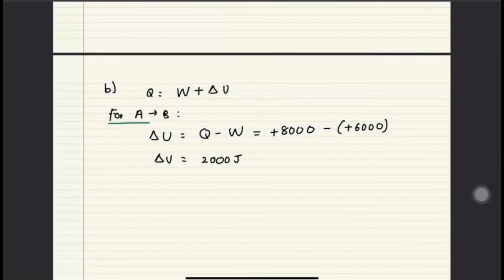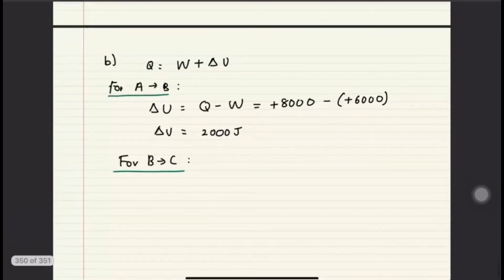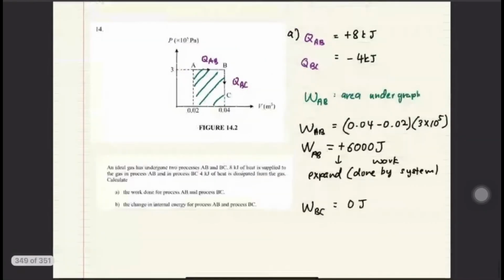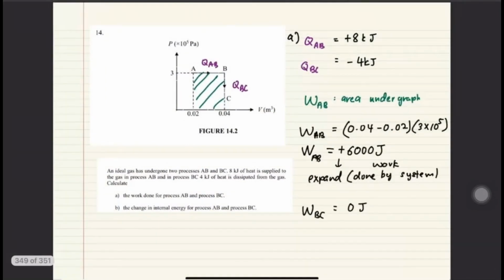Okay. Same. Good. For BC, this kind of question is very famous. They always ask it. They give you a couple of processes inside a graph and they ask you to deduce the information from the graph, like this one. You have to be really particular about the sign convention.